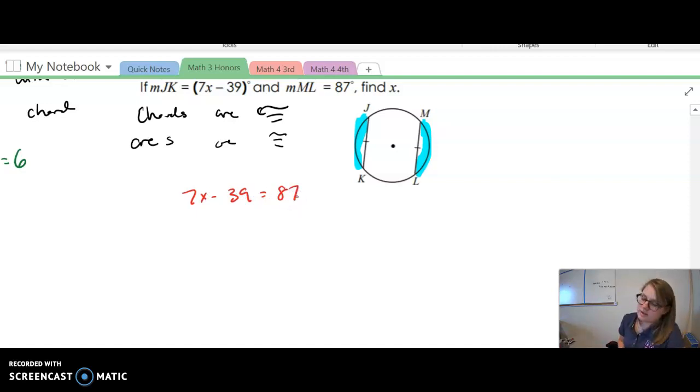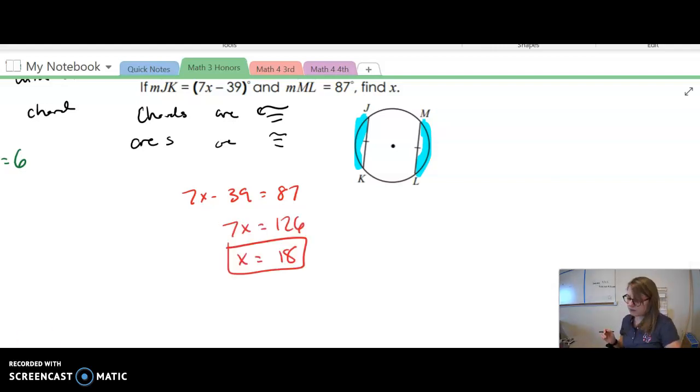So I want you to pause your video here and solve for x. So if you did this correctly, you should have gotten x equal 18. Again, you're just setting those arcs equal to each other and solving for x, and x will be 18. Alright, let's move on.